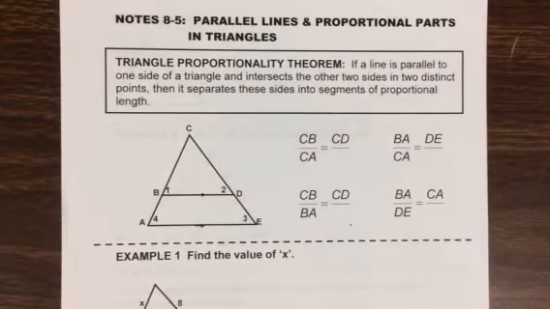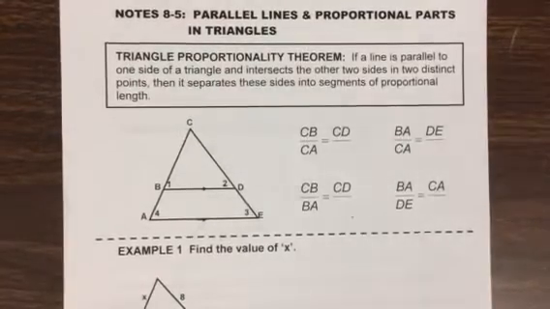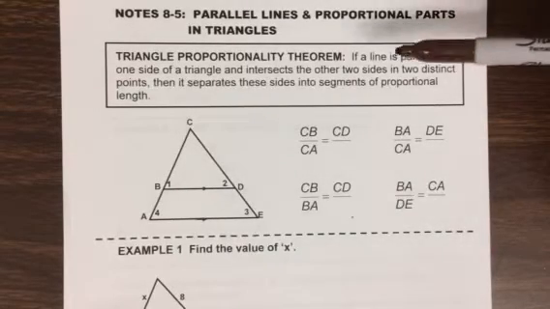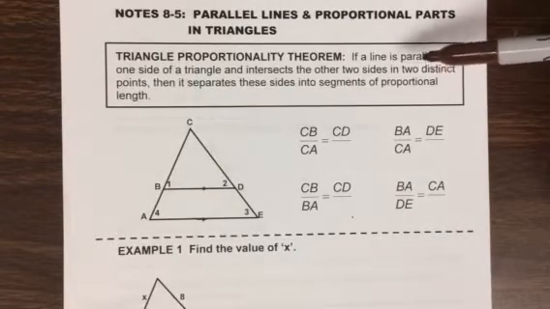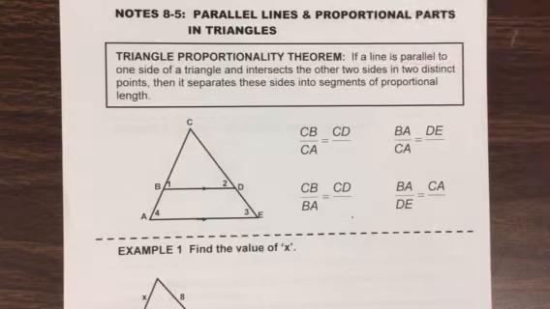Today we'll be talking about parallel lines and proportional parts in triangles. So, looking at it, the triangle proportionality theorem says that if a line is parallel to one side of a triangle and intersects the other two sides in two distinct points, then it separates these sides into segments of proportional length.